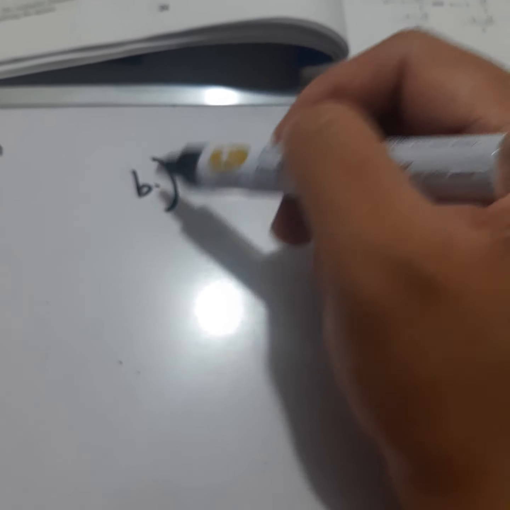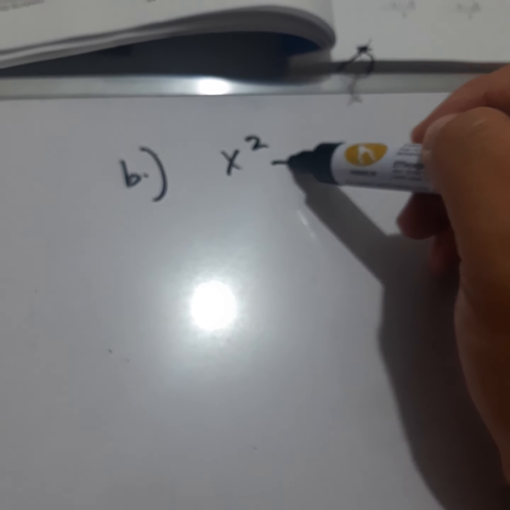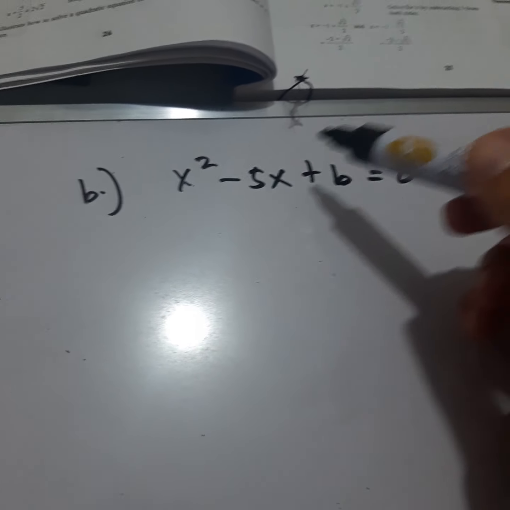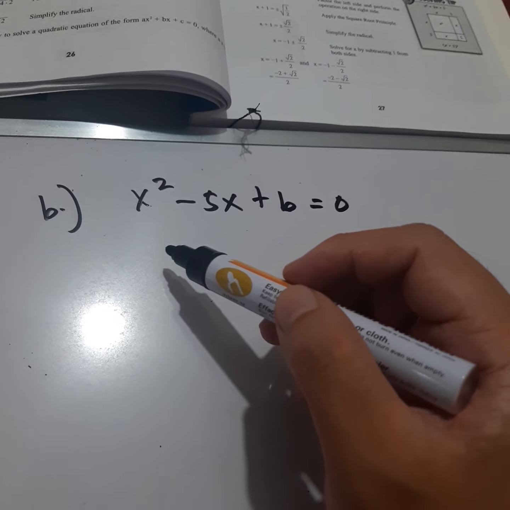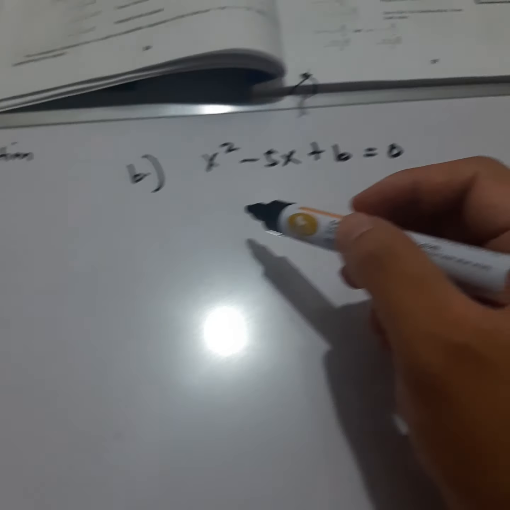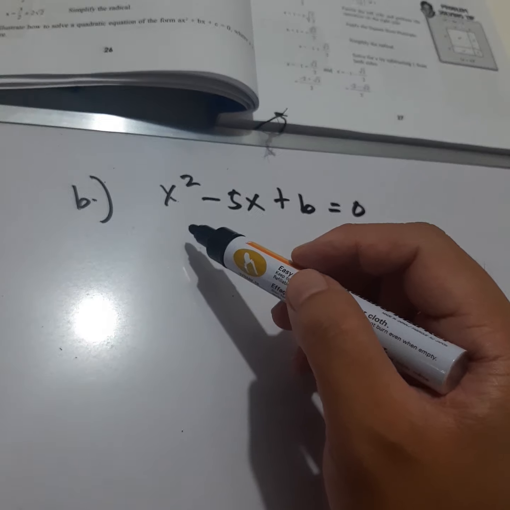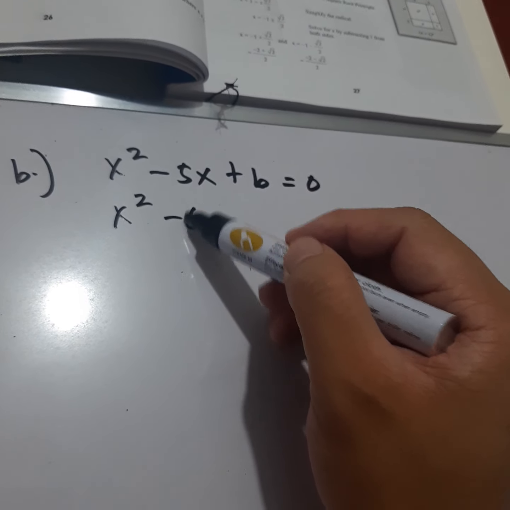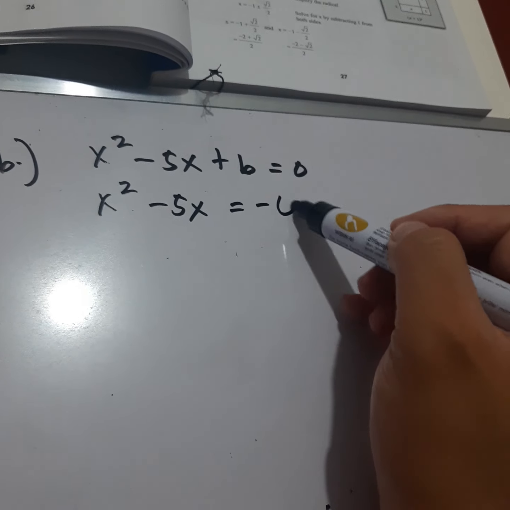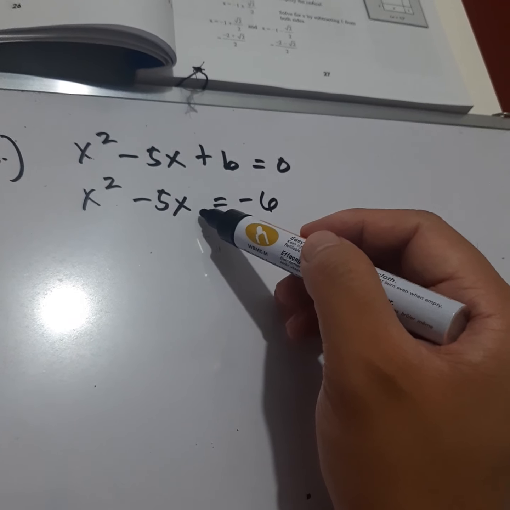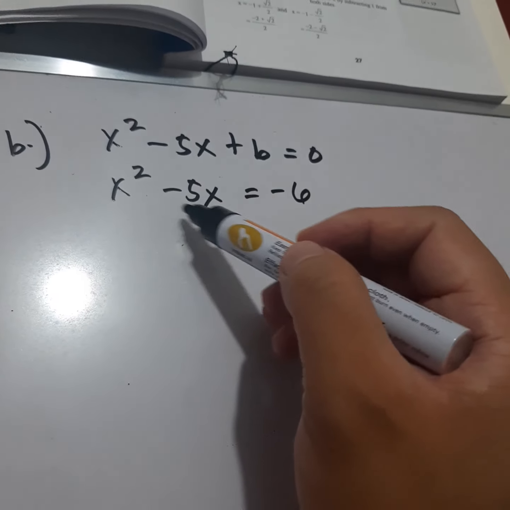So, what about yung second example, which is x squared minus 5x plus 6 equals 0. So, sundan lang natin yung ginawa natin dito sa example number 1. Una, we are going to transpose positive 6. So, we have x squared minus 5x equals negative 6. And let's determine the third term using negative 5.